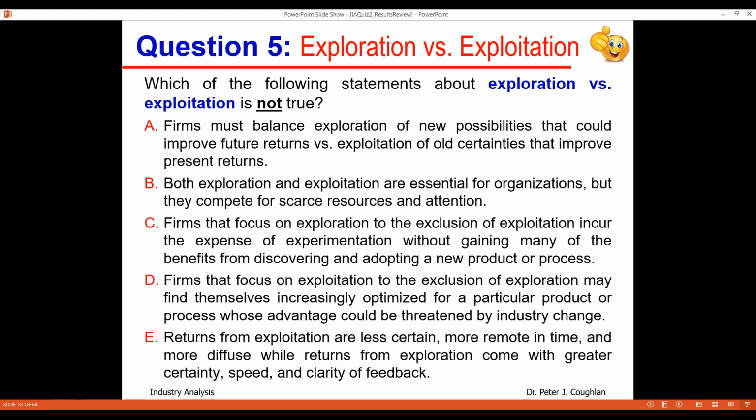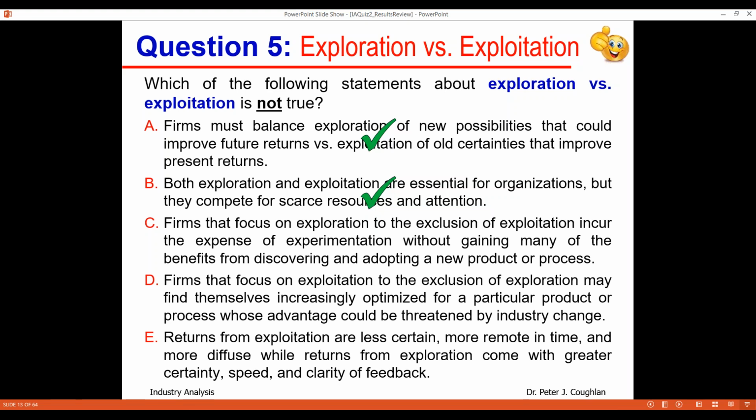A: Firms must balance exploration of new possibilities that could improve future returns versus exploitation of old certainties that improve present returns, right? Yes, you've got to balance exploration and exploitation. That statement is certainly true, and we're looking for one that is not true. B: Both exploration and exploitation are essential for organizations. Yes, that's true, but they compete for scarce resources and attention. Yes, that's the classic dilemma. You've got to do both, but you can't put all your money in one. You have to split your eggs between those two baskets.